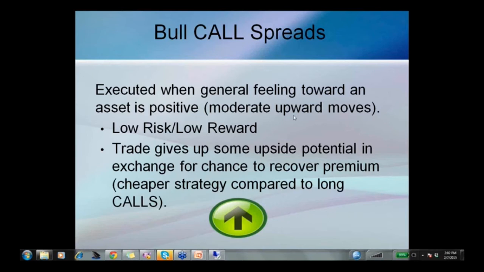So debit call spread, we're buying a Starbucks debit call spread because they announced earnings already. The reason we're doing a debit call spread is the low risk, low reward profile. The trade gives up some upside potential in exchange for the chance to recover premium. It's a cheap strategy compared to long calls.